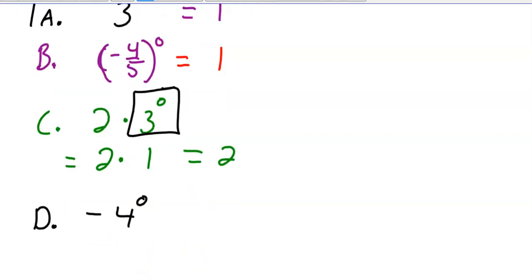Okay. Here's one that gets a little bit sneaky sometimes. Negative 4 to the 0 power. Actually, let's do it this way first. Let's do negative 4 in parentheses to the 0 power. Still something to the 0 power. Doesn't matter what it is. That one would just be 1.